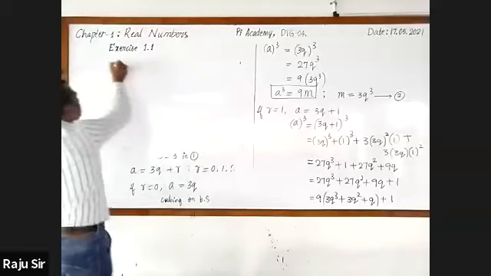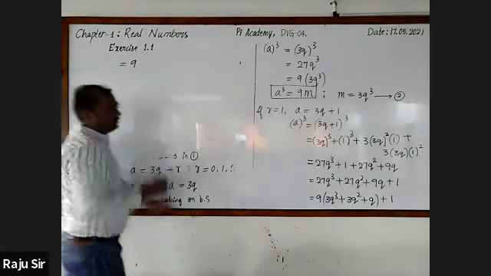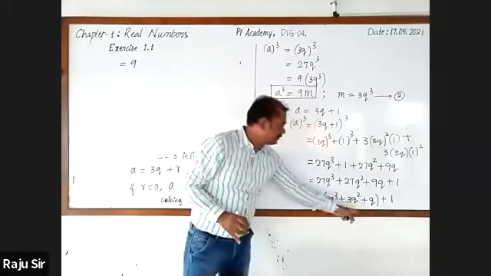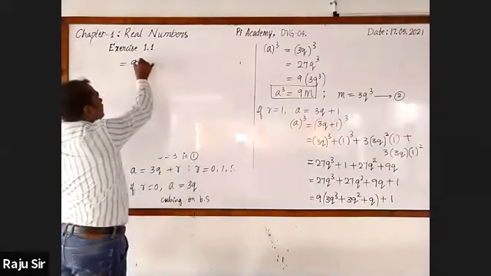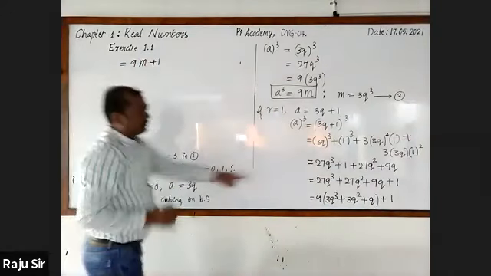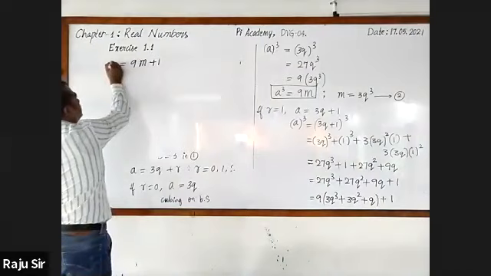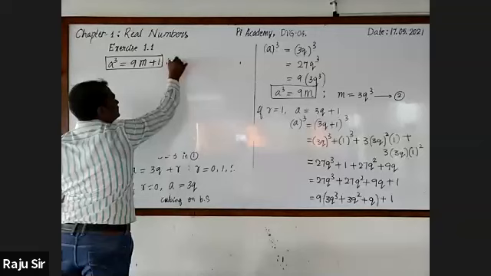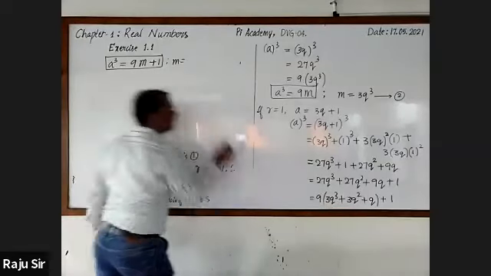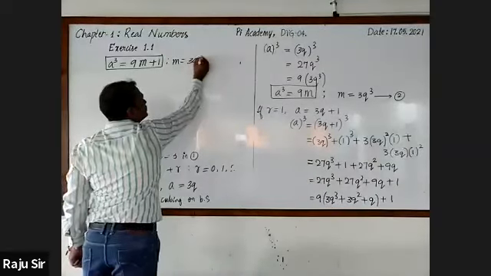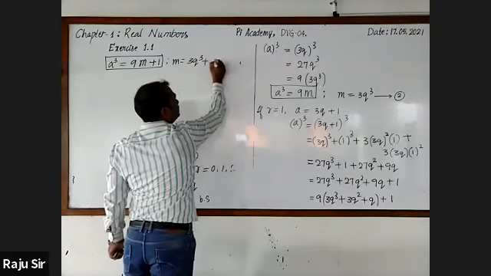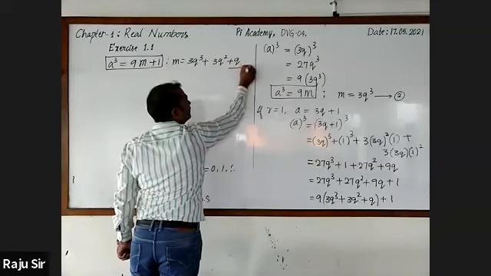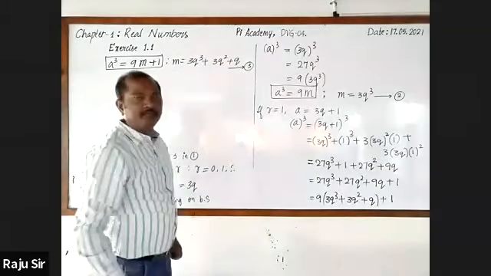Now, it can be continued as 9 into 3q cube plus 3q square plus q. I'll write m. 9m plus 1 as it is. Where m is 3q raised to the power 3 plus 3q square plus q. You may call this statement 3.